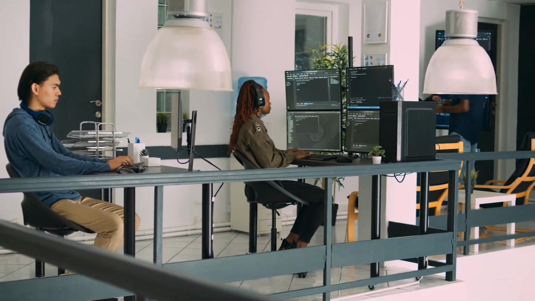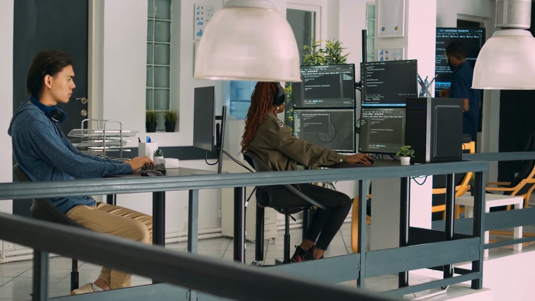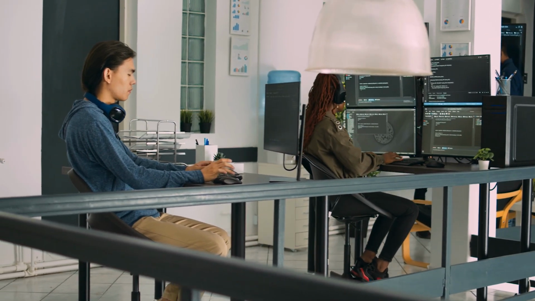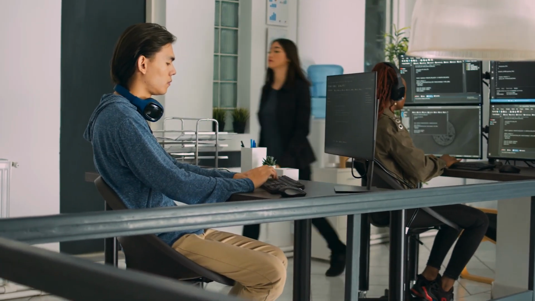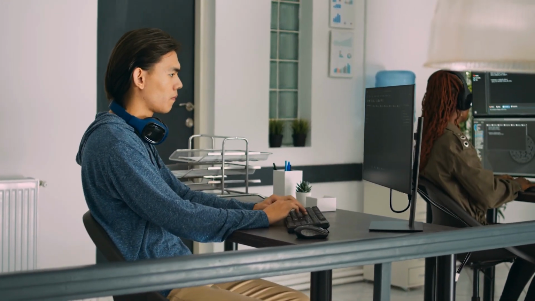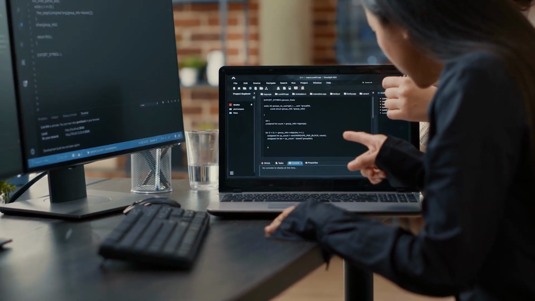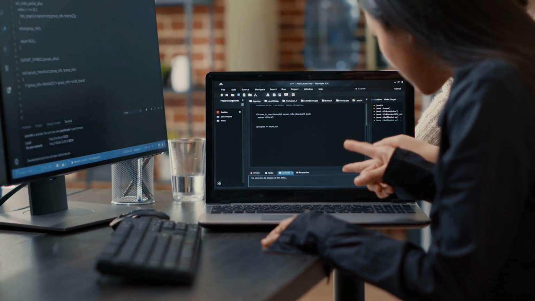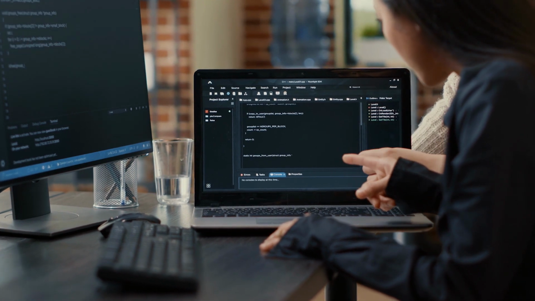Another key technology used in Web 3.0 is artificial intelligence, which can help to automate tasks, improve decision-making, and enhance the user experience. With AI, Web 3.0 can enable personalized content, predictive analytics, and more.